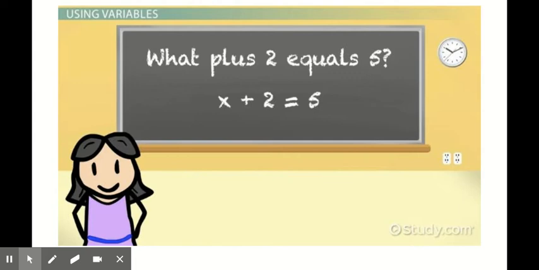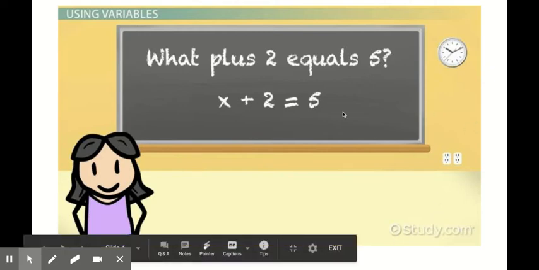Okay, so here's an example that says, what plus 2 equals 5? So I see that when I have that sentence there, or that question, what plus 2 equals 5, I can write that in an expression. So I can do x plus 2 equals 5 to help me solve for whatever x equals. So now I have to think to myself, what can I add to 2 to get to 5? Well, I know that 2 plus 3 equals 5. So in this problem, x must equal 3.